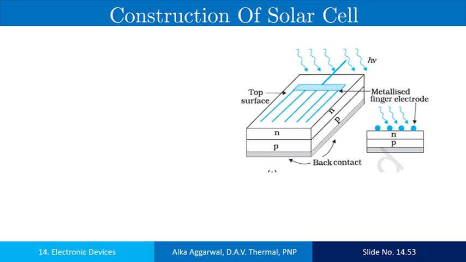Now the next is the solar cell. As all of you know, the solar cell is a diode which converts solar energy into electrical energy. It works on the photovoltaic effect. That is, when light is incident on an open circuited PN junction, meaning when it is not connected with a battery, the EMF is generated across the terminals. This is the photovoltaic EMF and the phenomenon is called the photovoltaic effect.